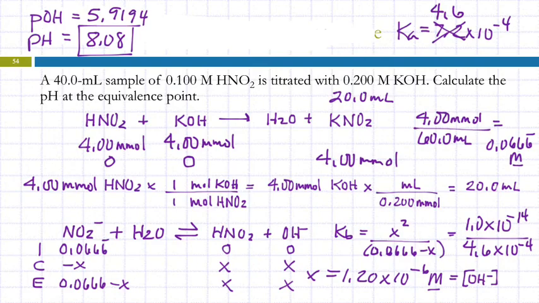Is it reasonable at the equivalence point for the pH to be slightly basic there? Yeah. Because when you're titrating a weak acid, at the equivalence point, what you have is just the conjugate base. And so it will be slightly basic.